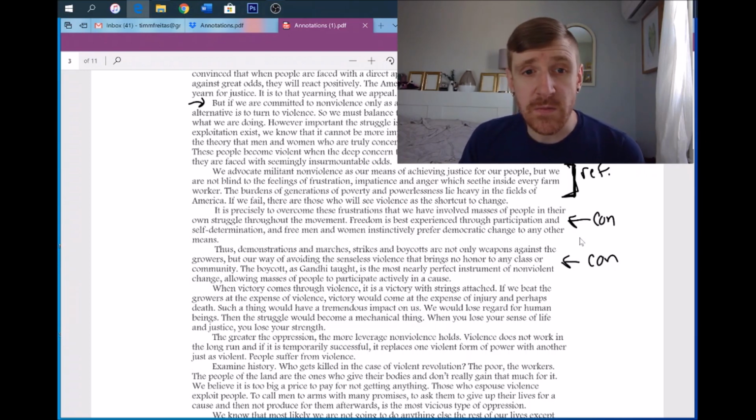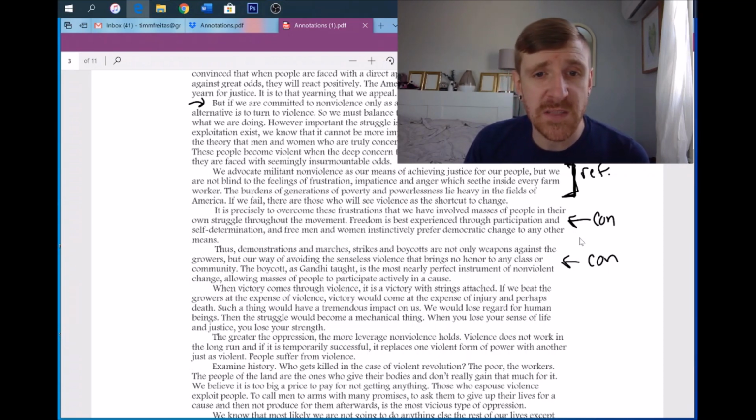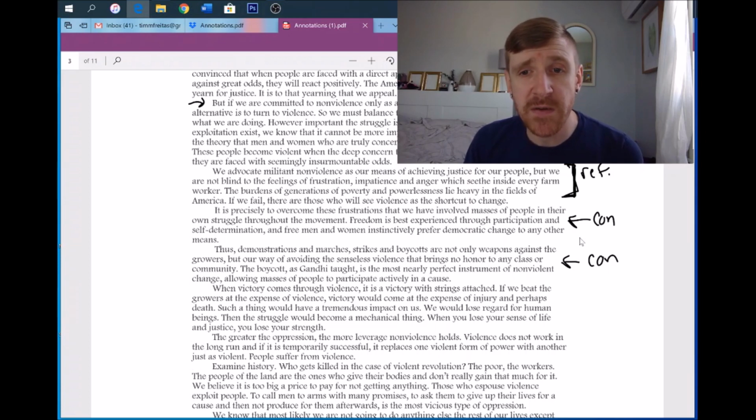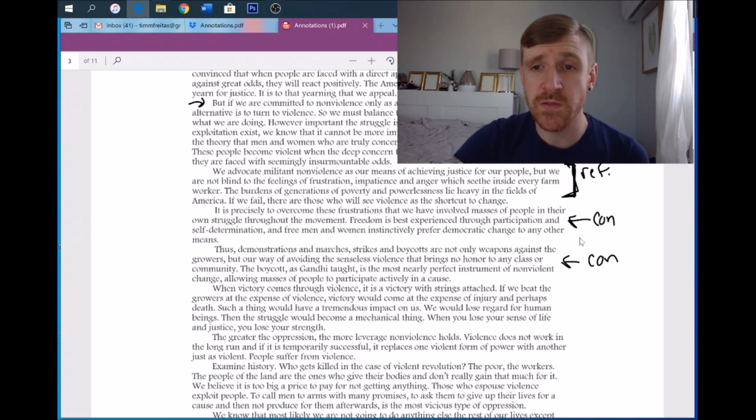As we continue, right? When the victory comes through violence, it is victory with strings attached. If we beat the growers at the expense of violence, victory would come at the expense of injury and perhaps death. Such a thing would have a tremendous impact on us. We would lose our regard for human beings. Then the struggle would become a mechanical thing. When you lose your sense of life and justice, you lose your strength. Sure enough, confirming why nonviolence is better. So we'll mark that right there.